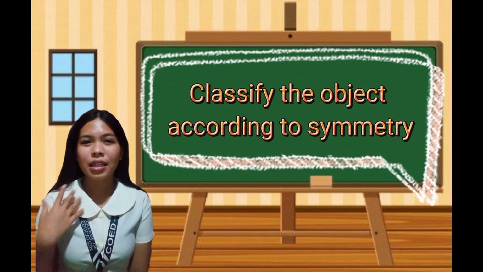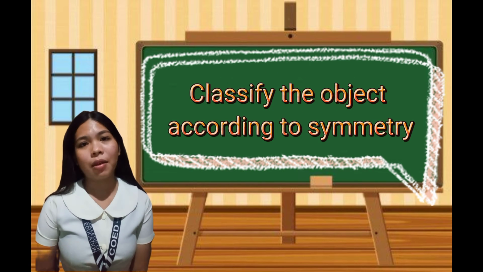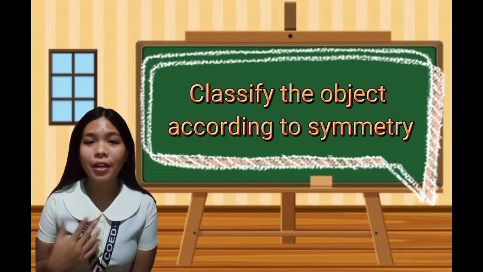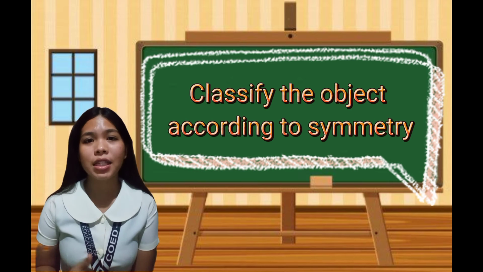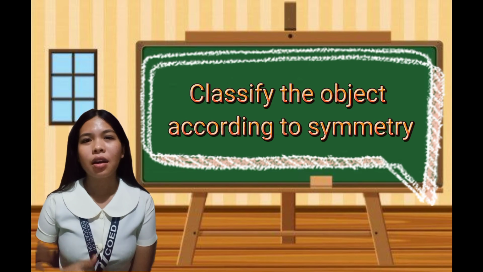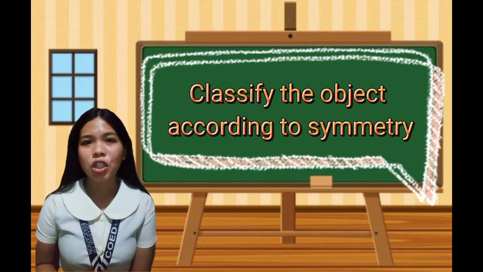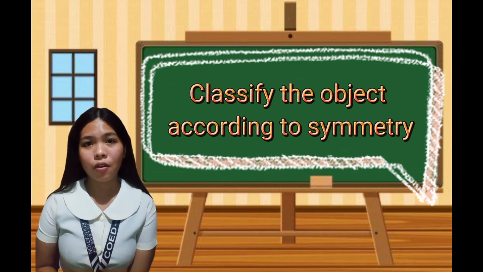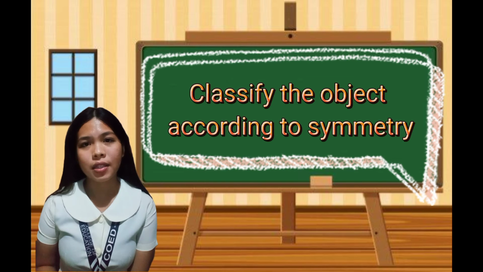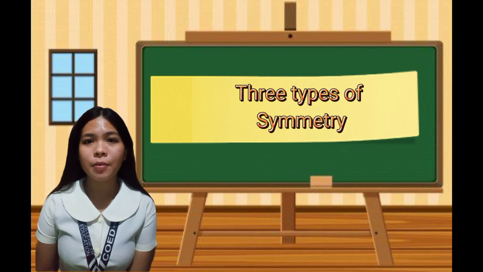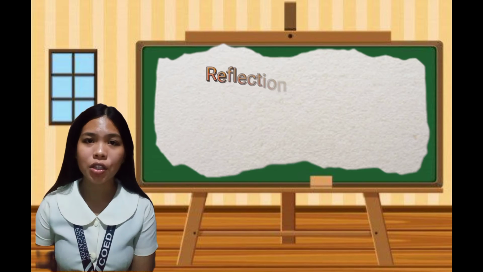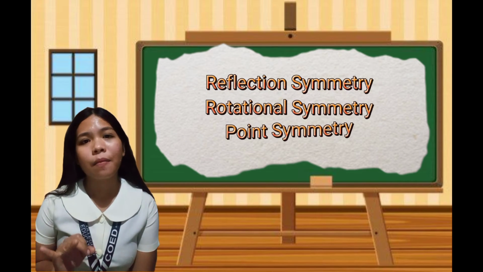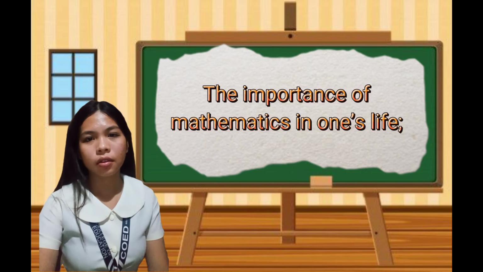So classify the object according to symmetry. So objects are said to be symmetrical if their pre-image and image have the same size and shape but are either mirror images or each of them has been rotated to go in a different direction from the first. There are three basic types of symmetry. This is reflection symmetry, rotational symmetry, and point symmetry.